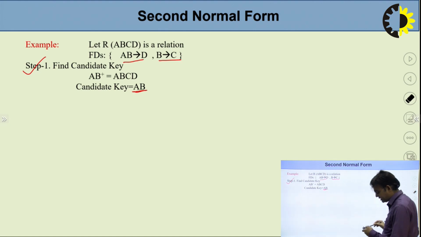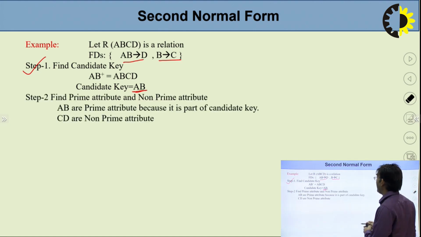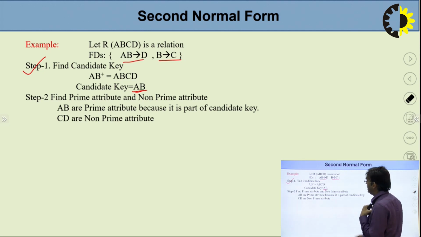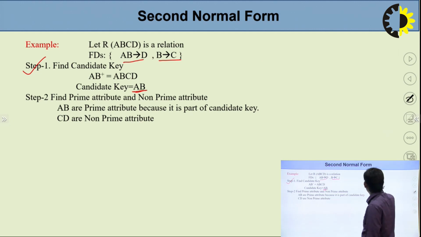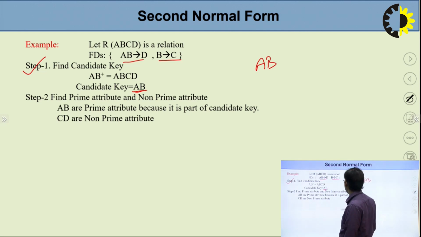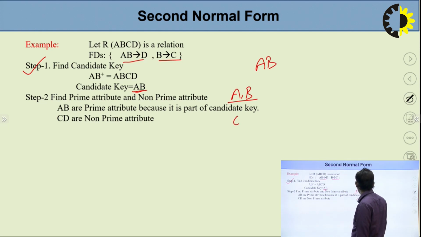What will be the second step? After finding the candidate key, we have to find the prime attributes and non-prime attributes. Here AB is the candidate key. Whatever attributes are part of the candidate key will be the prime attributes. That's why A and B are the prime attributes, and the remaining attributes, C and D, are the non-prime attributes.